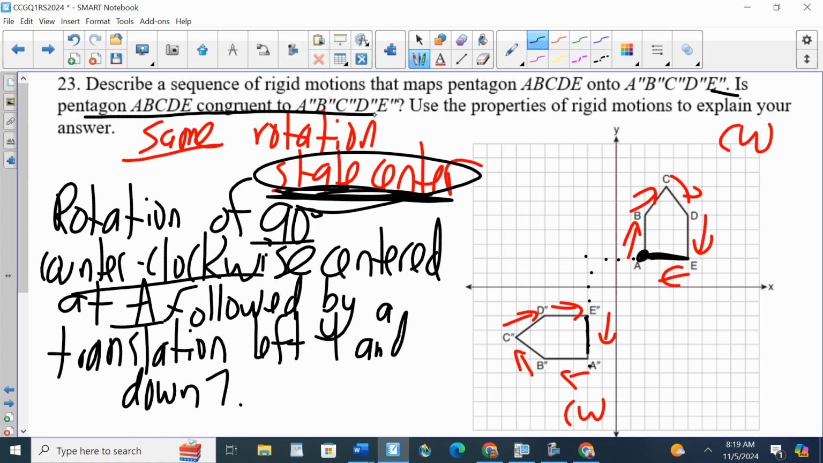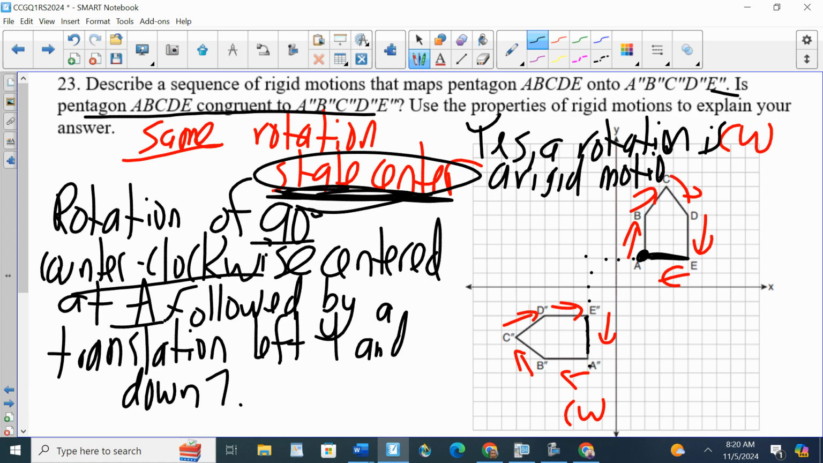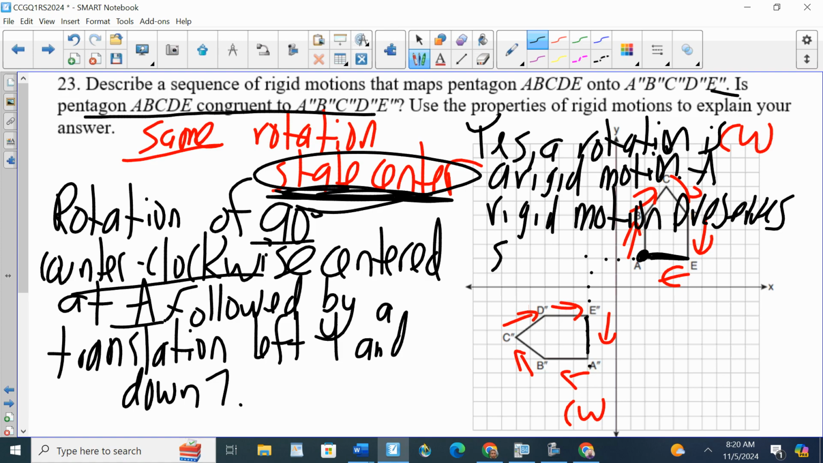Are the pentagons congruent? Well, if a rotation happened, yes. If a rotation or a translation or a reflection happened, yes. A rotation is a rigid motion, and a rigid motion preserves size and angle measure. That's what you're writing on your exam. A rigid motion preserves size and angle measure, producing a congruent figure.